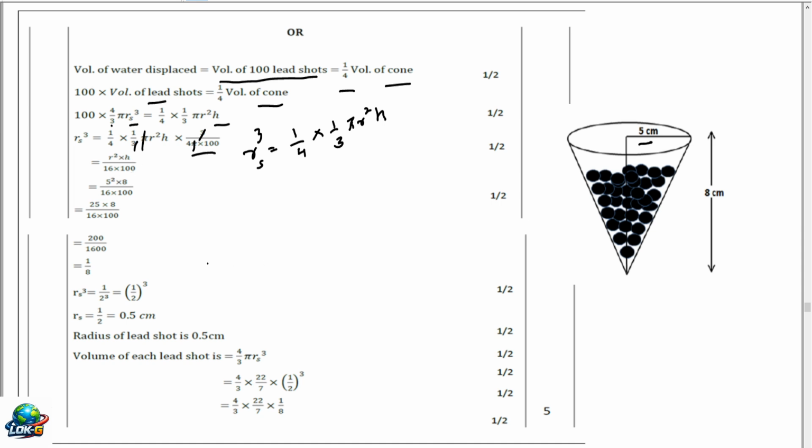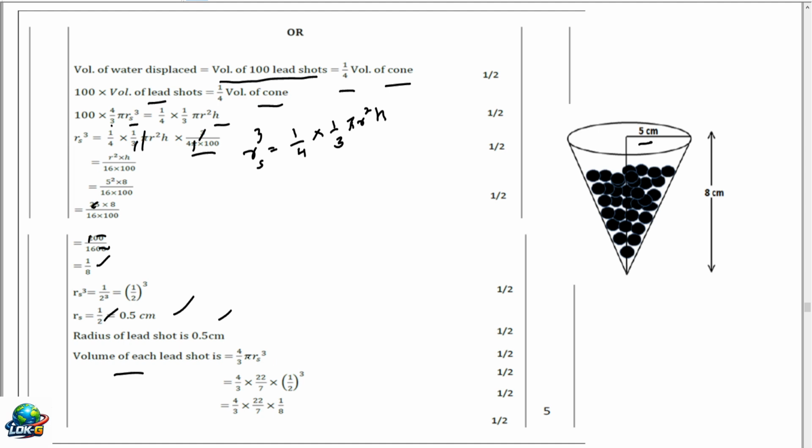The height of the cone is 8. Radius is 5, 5 square becomes 25. 25 1s are 25, 8s are 200. You will get, 20 cancels. 2 1s are 2, 8s are. r cube is equal to 1 by 2 cube. 1 by 2 means radius is equal to 1 by 2. Radius of each lead shot is 0.5 centimeter.